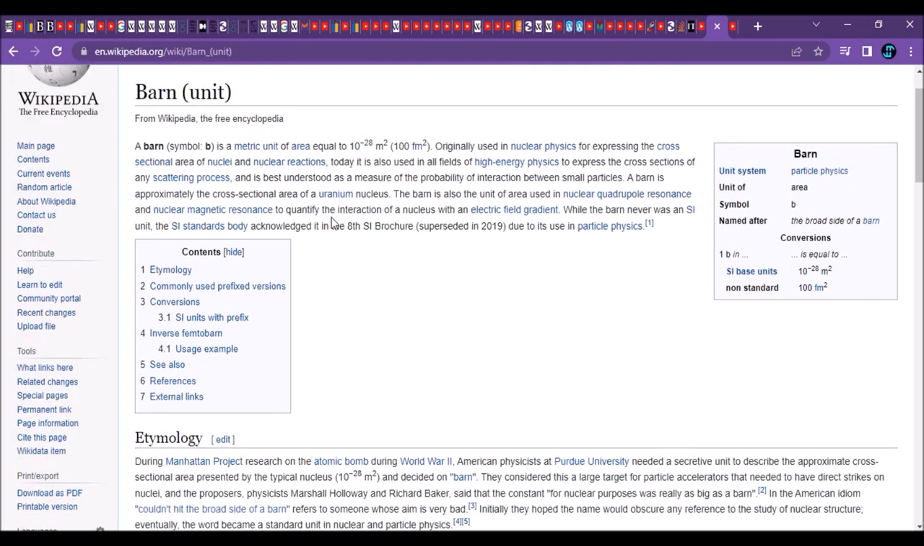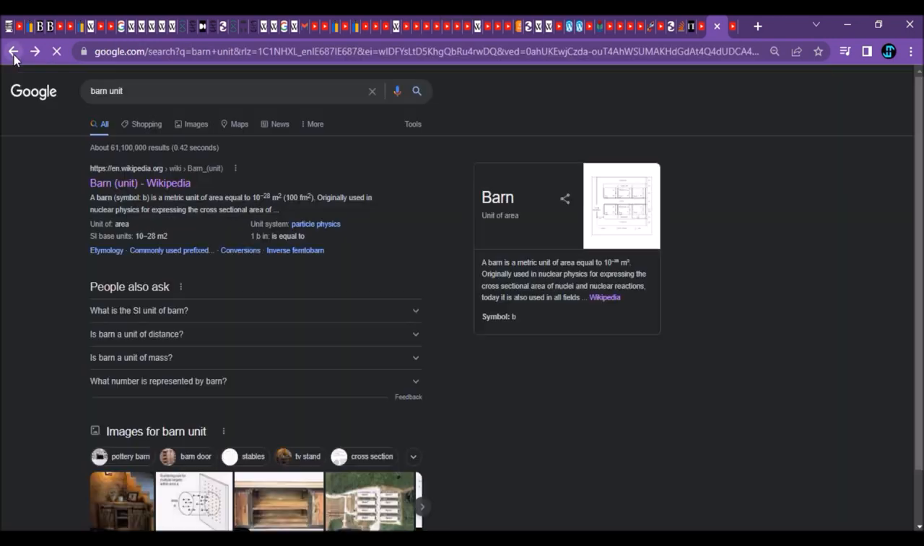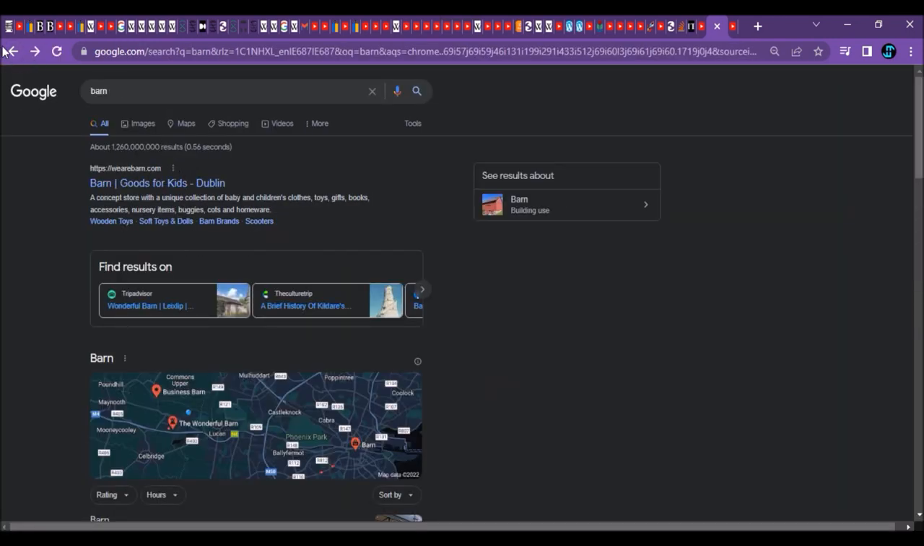And it's interesting that a barn is roughly the cross-sectional area of a uranium nucleus. So it's roughly of that size, or as I said, 100 femtometers squared, or 10 to the minus 28 meters squared. But basically, it's just area, cross-sectional area. That's the main point to get across.